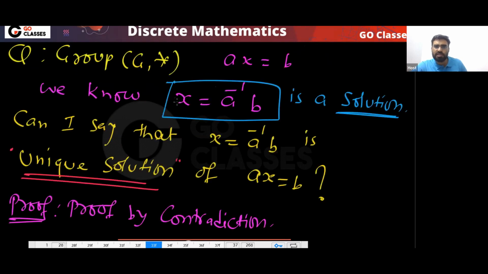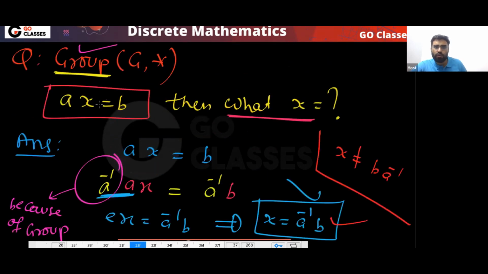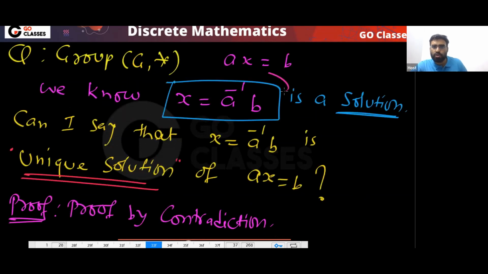Because remember, the question is asking about this: ax equal to b. You already know that from this equation I can say x equal to a inverse b. This is a solution. But can I say this is a unique solution? How can I say that this is unique? So what will I do? I will do proof by contradiction.